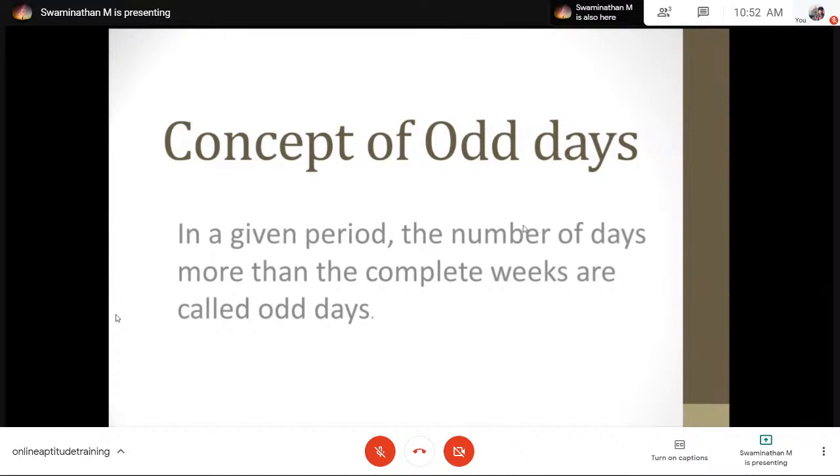So 30 mod 7 will be 2. So if the month starts on Sunday, it will end 2 days later. A 30-day month has 2 odd days. If the starting day is Sunday, 0 odd days means it will end on Saturday. So 1 odd day, Sunday again; 2 odd days, Monday. Hope you get it. If 0 odd days, starting on Sunday, it will end on Saturday. It is a complete week. 0 odd days means complete week.